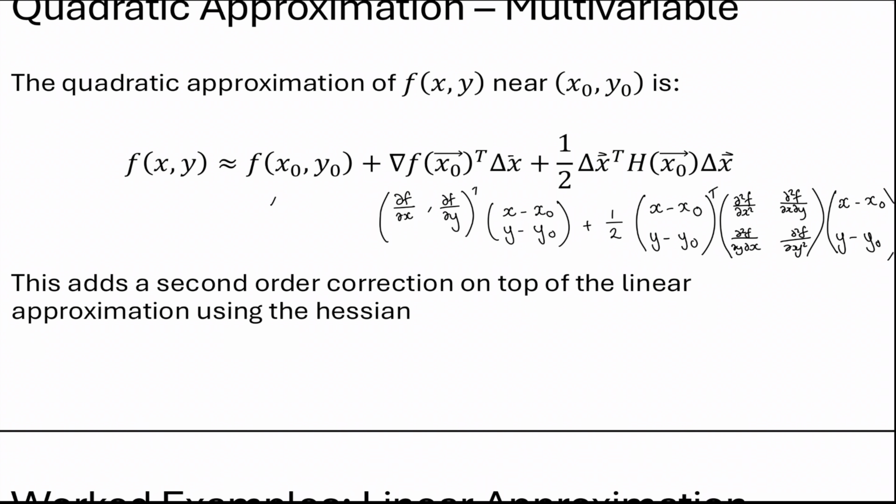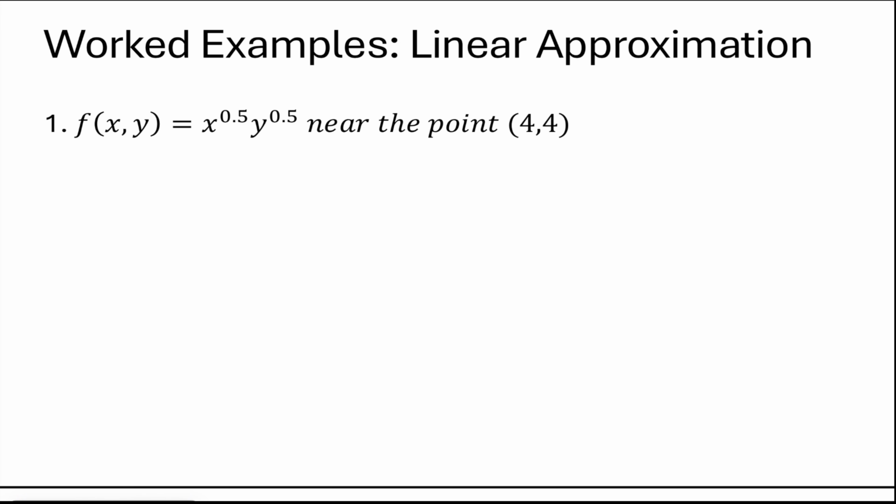And what that means is that our approximation is just a bit more precise because we're now modeling the function with a higher power instead of looking at it in a linear way. Cool. If we look at this function, which is a function of x and y, equal to x to the power of 0.5 and y to the power of 0.5, we're going to be approximating this function near the point (4, 4), and it's going to be a linear approximation.